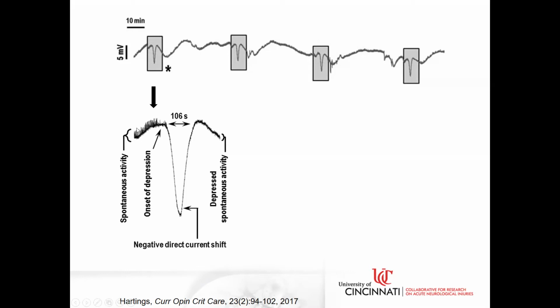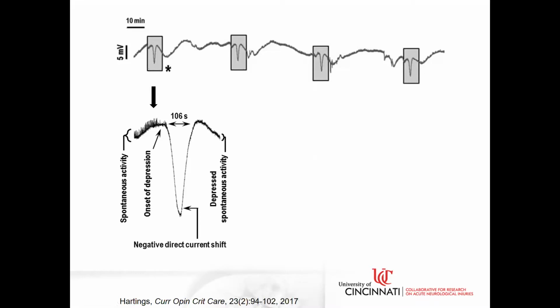But riding on top of this is this oscillating faster activity. This is the spontaneous brain activity. And you'll notice that when the negative DC shift begins is when this spontaneous brain activity becomes depressed. And even after recovery from the depolarization, it remains depressed and will stay so for several minutes or longer.